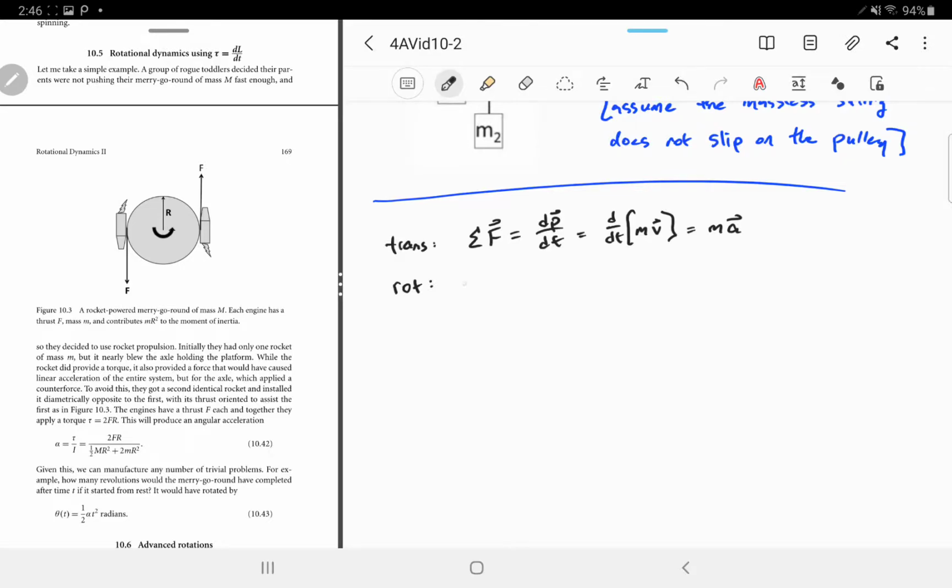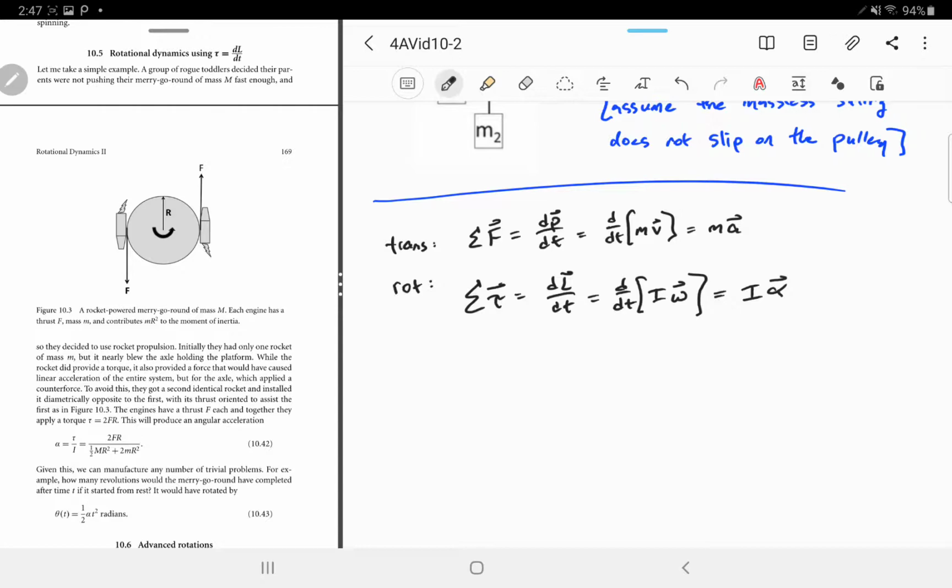The rotational version of this is the sum of the torques is equal to dL/dt. For a rigid body, we could write the angular momentum as I times omega. We're going to relax the assumption that L equals I omega in the next chapter, when we'll look at more complicated objects. But for now, we have a rigid body where we can write this. And if I is constant, we could take it out of the derivative and say that this is I d omega/dt, which is alpha.